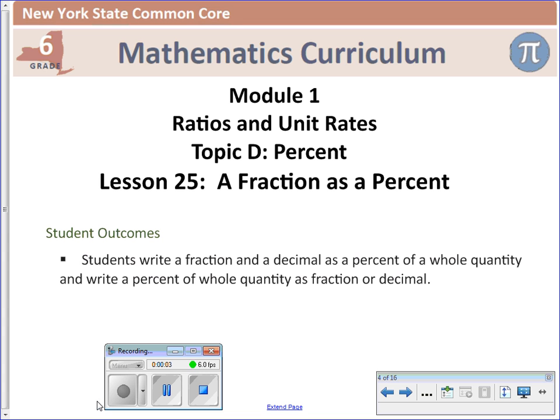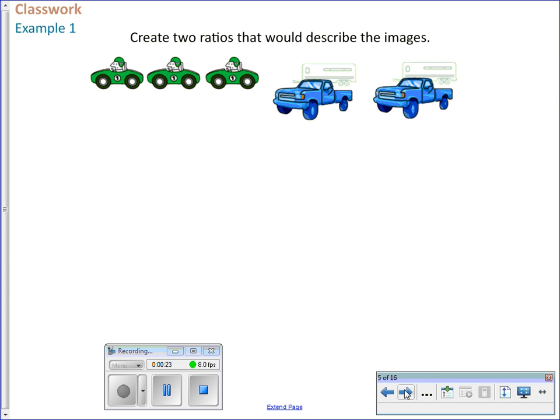Okay, today is Module 1, Lesson 25, Fractions as a percent. So we're going to continue, just like on Friday, to look at the relationship between decimals, fractions, and percent, and how there are three different ways to represent the same value. Okay? So let's take a look at example 1.